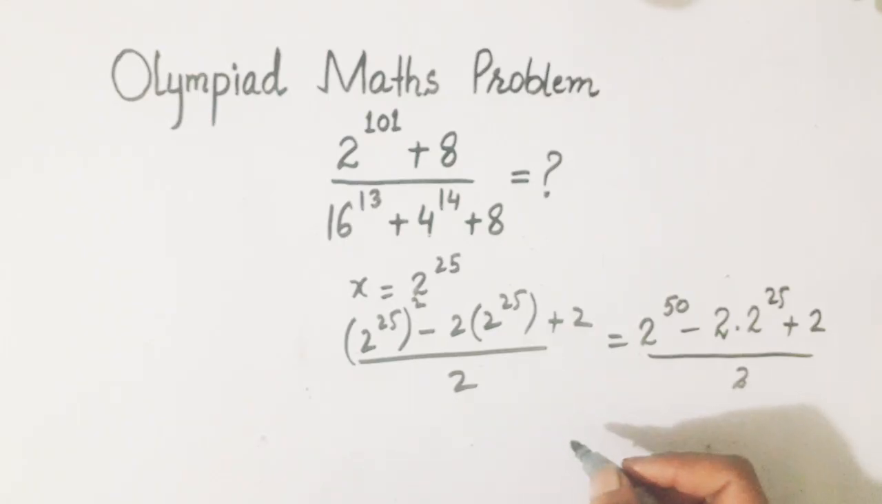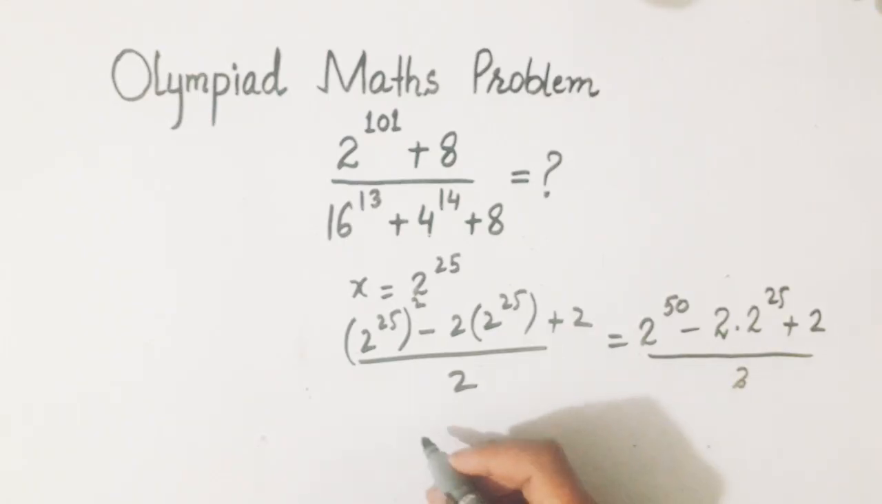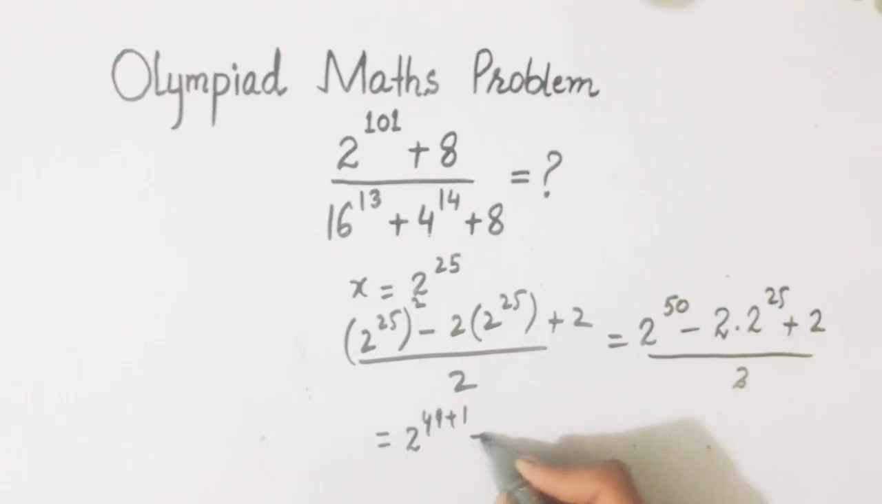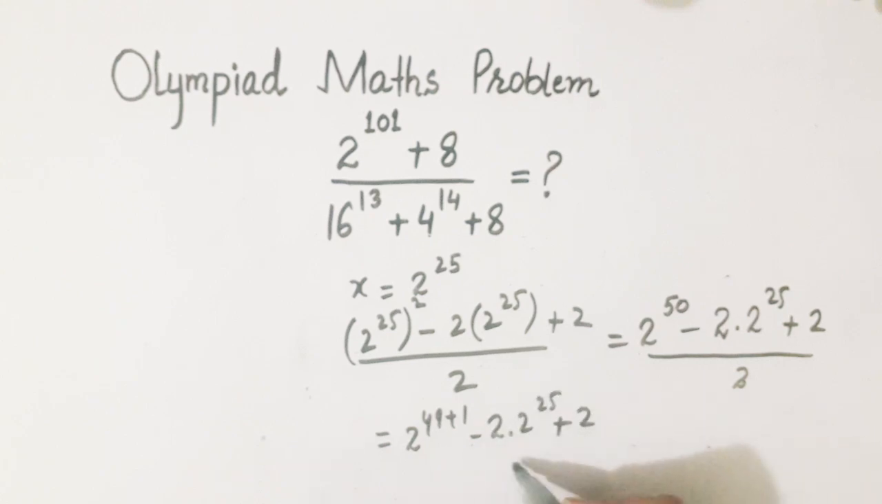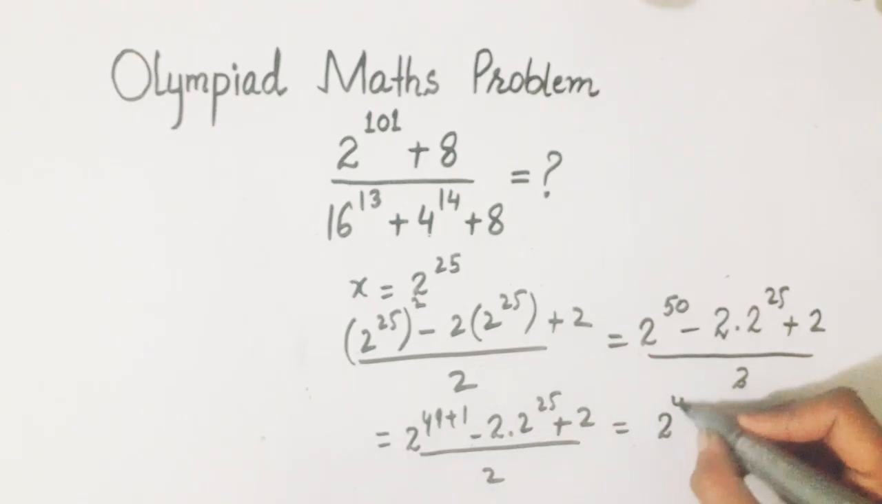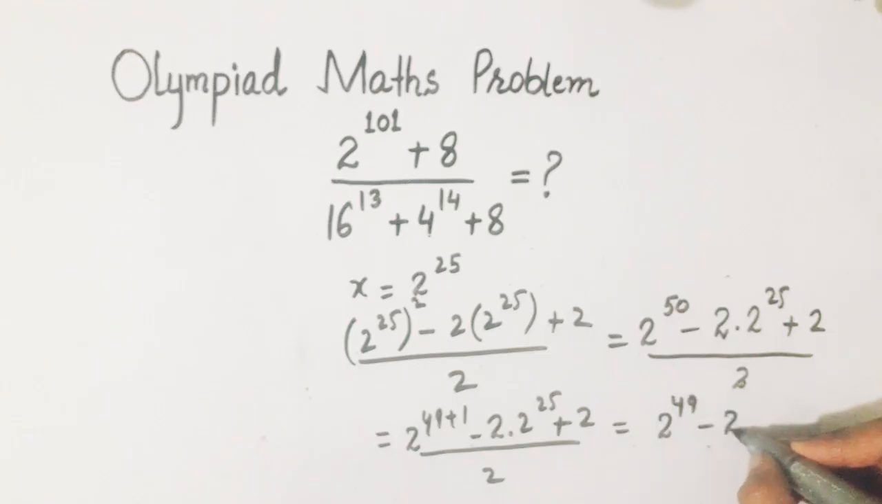So 2 raised to power 50 can be written as 2 raised to power 49 plus 1, minus 2 into 2 raised to power 25 plus 2, divided by 2. So 2 is taken as common from this and we have 2 raised to power 49 minus 2 raised to power 25 plus 1. Because 2 is taken as common, the 2 cancels out. So this is the answer.